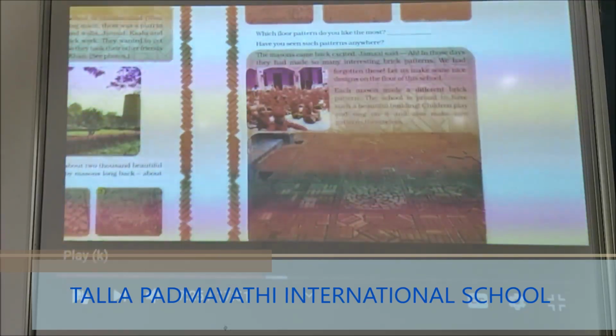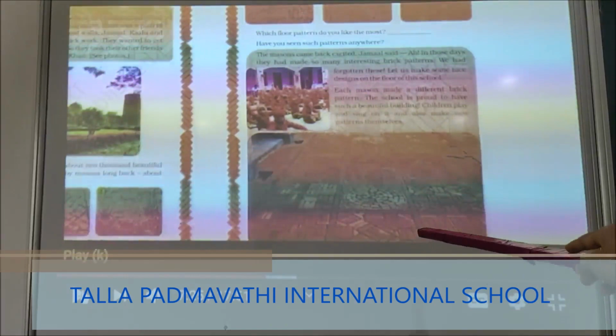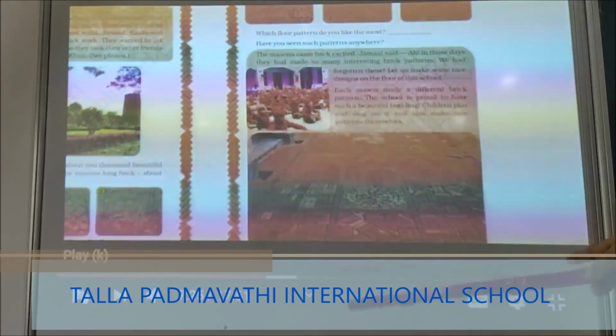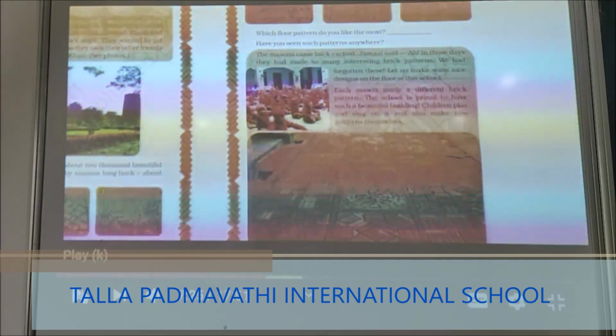So what did they finally decide? They decided that they are going to make a floor of different types of brick patterns, as you can see here. This is the brick pattern which the masons planned using different ideas from different tombs. So each mason made a different brick pattern. Everyone was trying to bring in their own ideas. Everyone was trying to design a new brick pattern.